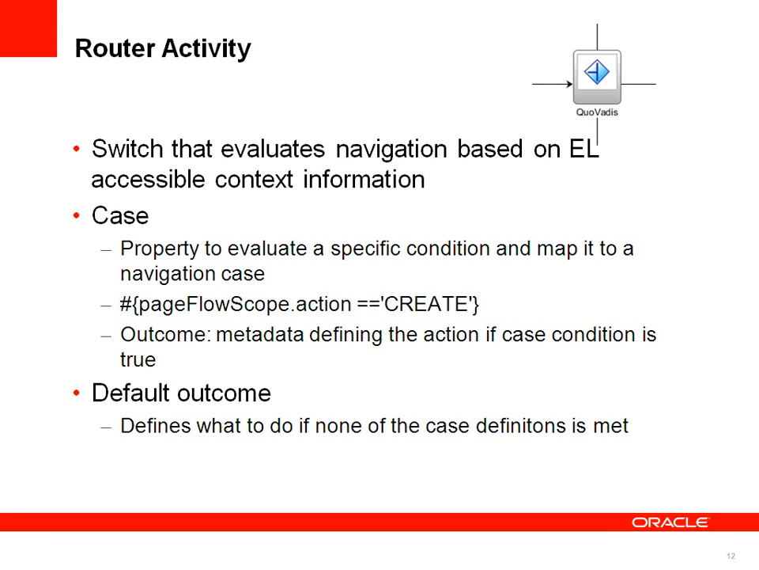The outcome of the router activity defines how the action continues, how the navigation continues, and there's a default outcome that you set just in case that there's no condition that matches any of the outcomes that you specified. In this case, at least there is something happening on the router, and it's not that the router stops there.